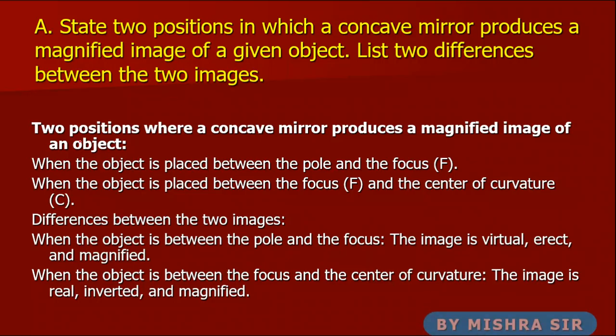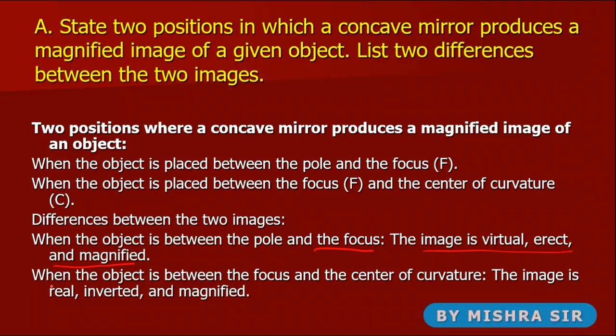So let's see the two positions. When the object is placed between the pole and focus, and when the object is placed between the focus and the center of curvature, which is denoted by C, focus denoted by F. Differences between the two images: when the object is between the pole and focus, the image is virtual, erect, and magnified. Second, when the object is between the focus and the center of curvature, the image is real, inverted, and magnified. Right? Next question on your screen.